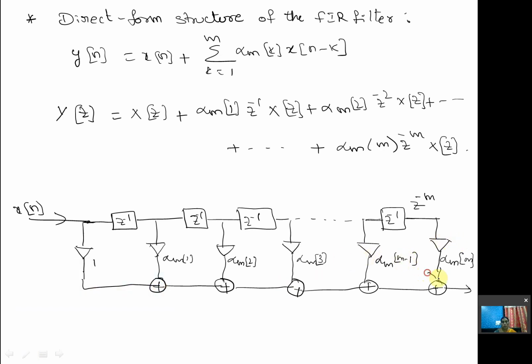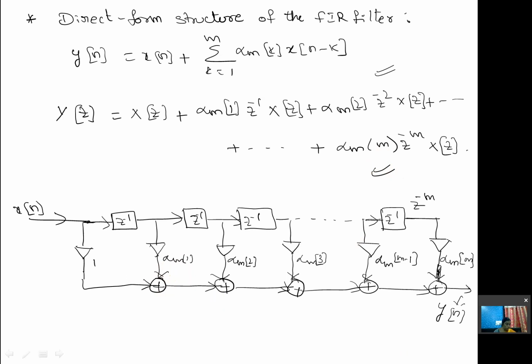Okay, now finished. This is nothing but y of n. Here you can get y of n, or y of z, that means this one. This is the direct form structure to realize this type of mth order FIR filter.